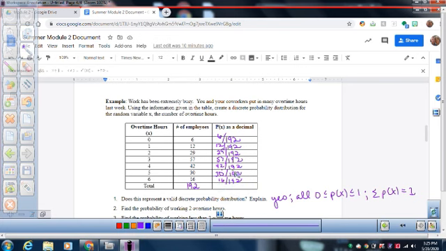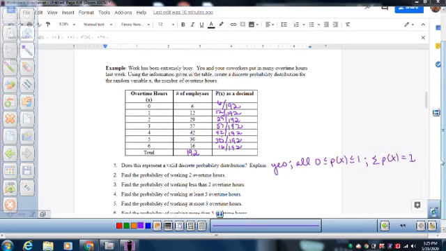So if you have a probability, while the calculator is pulling up, I'll go ahead and talk. If you have a probability distribution and you're missing one of these values, just add up what you have and subtract it from 1 and you'll get the missing value because the sum of all of them has to equal 1. When you start answering questions, like number 2, find the probability of working 2 overtime hours. So 2 overtime hours would be 29.